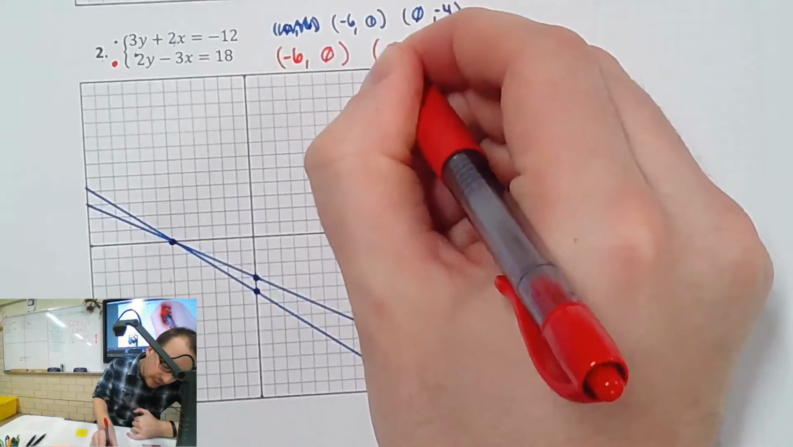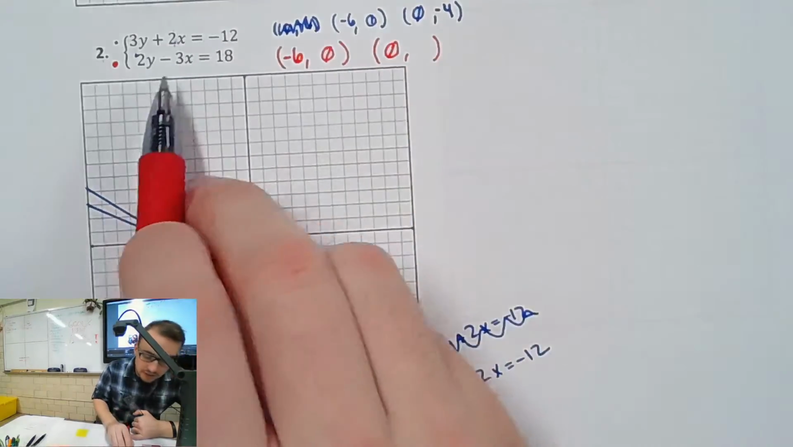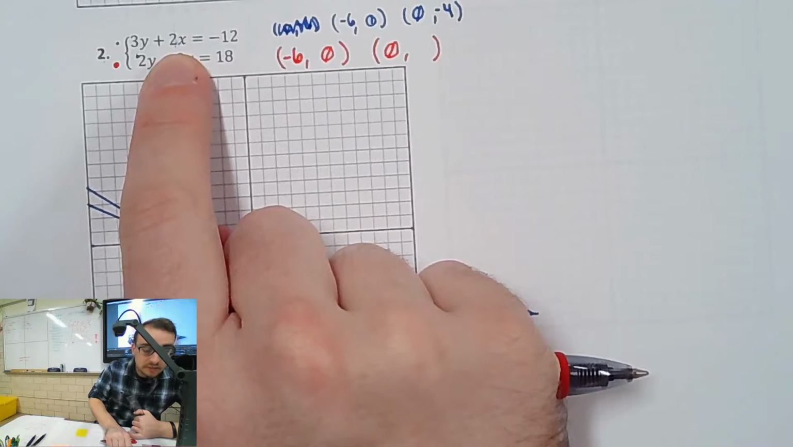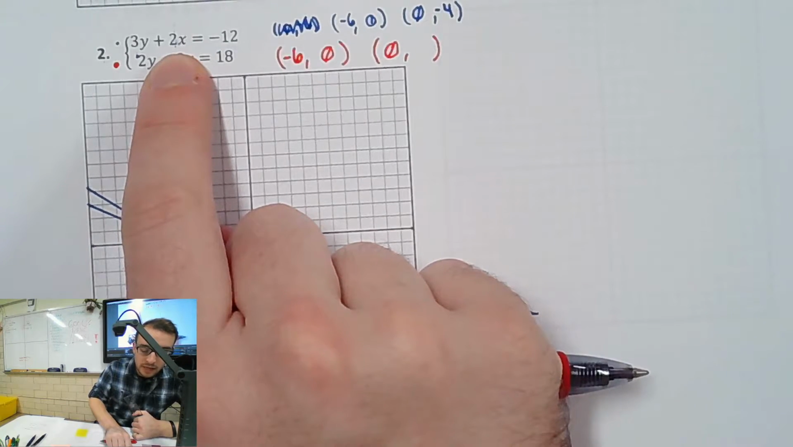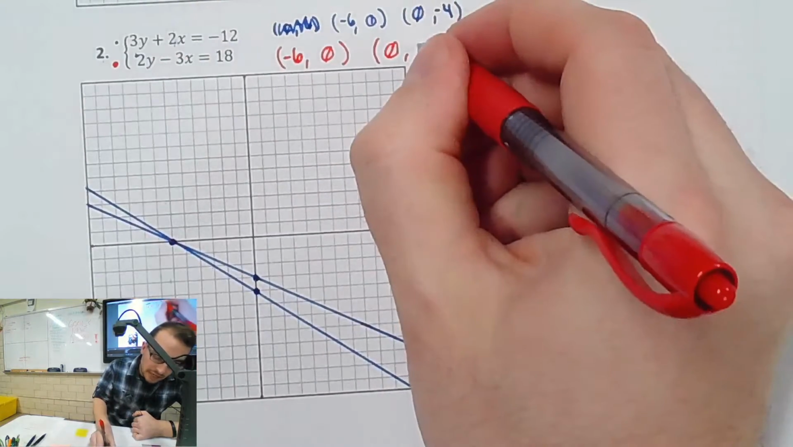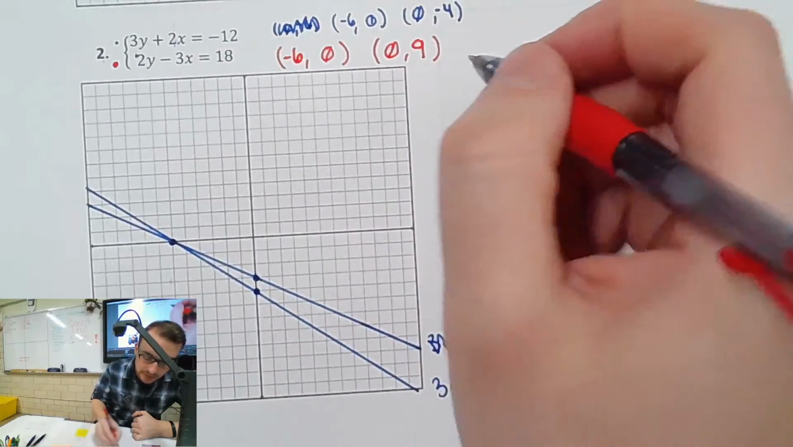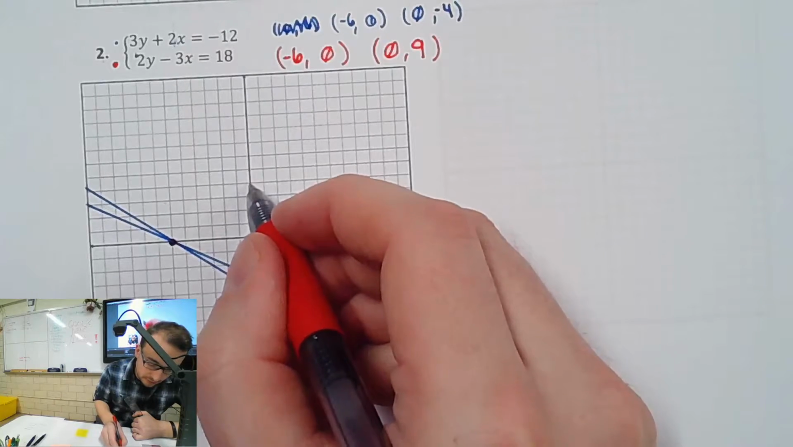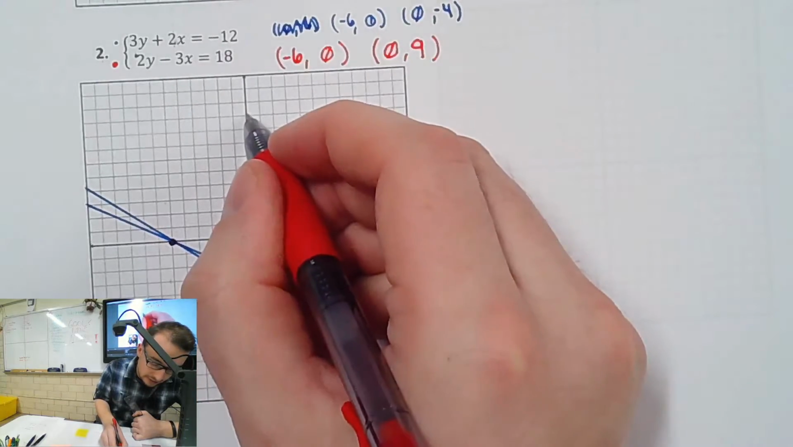Now let's plug in 0 for x. We plug in 0 for x. That goes away. And what we get is 2y equals 18. So we divide by 2. What do we get? 9. So they're not the same line. At least it doesn't appear to be. Negative 6, 0. And 0, 9. 1, 2, 3, 4, 5, 6, 7, 8, 9.